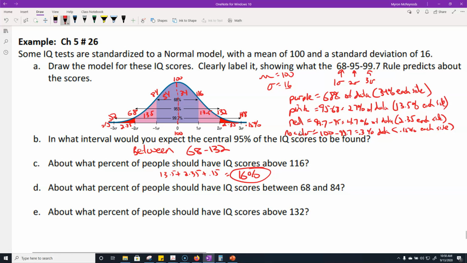So the next one is about what percentage of people have scores between 68 and 84. Let's look at those. 68 to 84 is from here to here, and that is 13.5%. And then the last one is what percentage of people have scores above 132 at the 2 standard deviation mark. Now remember, this should make sense to you. It's going to be 2.35 plus 0.15, and that's 2.5%.